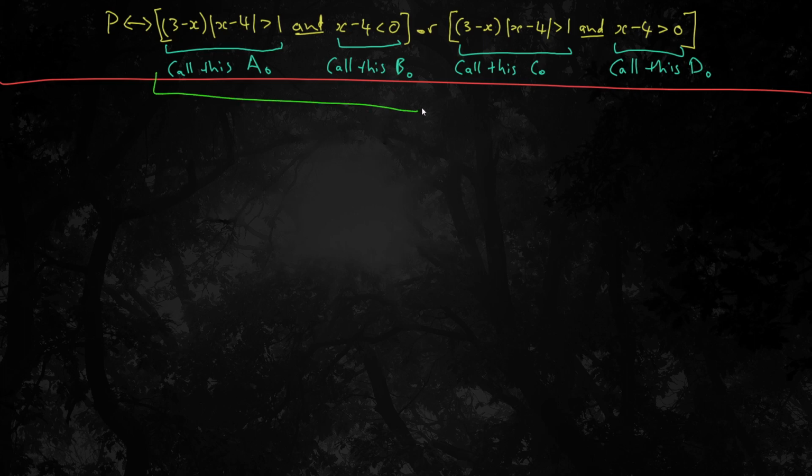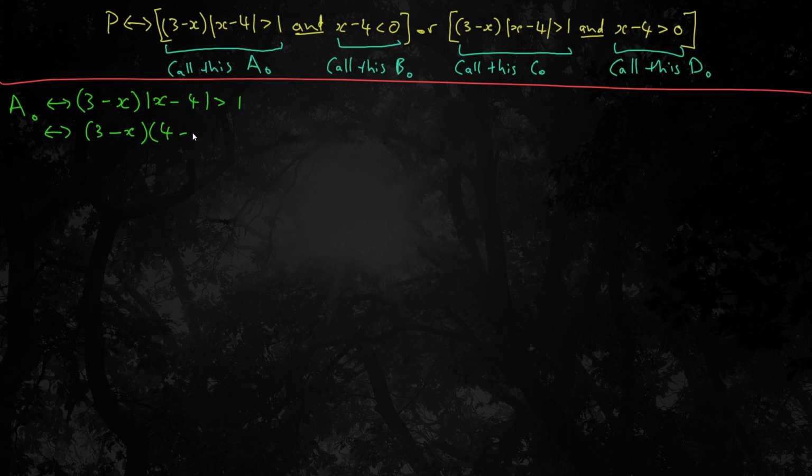So I'm going to start off by looking at this. Let's start off with A naught. Just for the sake of completeness, I'll reiterate what A naught is. It's this greater than 1. And then I can replace the absolute value of x minus 4 with 4 minus x, because we're going to assume B naught for that equivalence. Because we're assuming that x minus 4 is less than 0, the absolute value of x minus 4 is the negative of x minus 4, which is 4 minus x, okay?